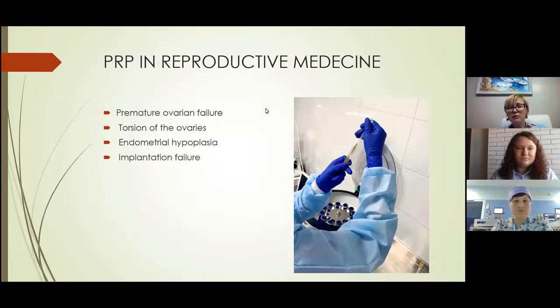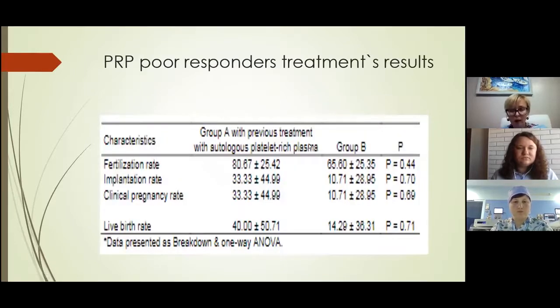So in reproductive medicine, we can use this therapy in premature ovarian failure, in some situations when we have torsion of ovary and women in this case have a problem with blood circulation in the ovary, so an ischemic problem, in some endometrial hypoplasia, and in case of implantation failure. Several scientific works have shown good results of this therapy.